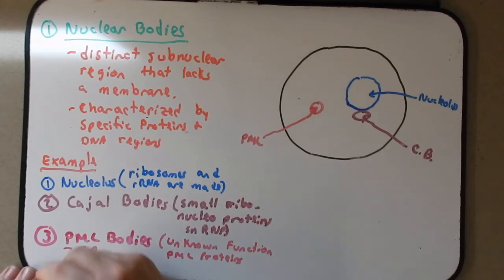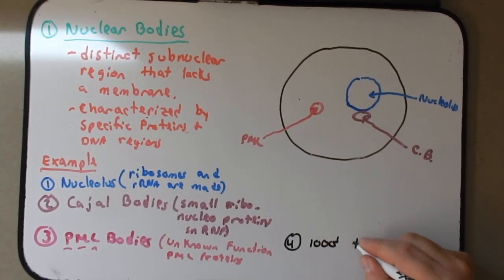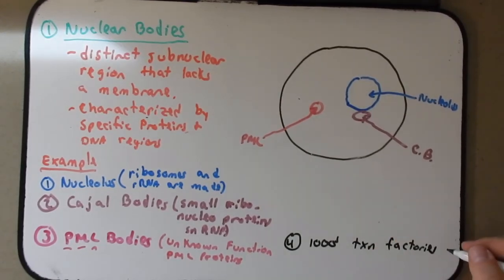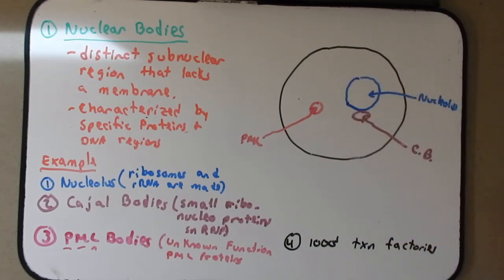And lastly, we have thousands of these transcription factories, TXM for short. These are areas where RNA polymerase II is highly localized, and it's areas within specific regions of the nucleus that are showing high transcription levels. And I'm going to show these here in just a moment. I just want to identify a couple other things before I show that.